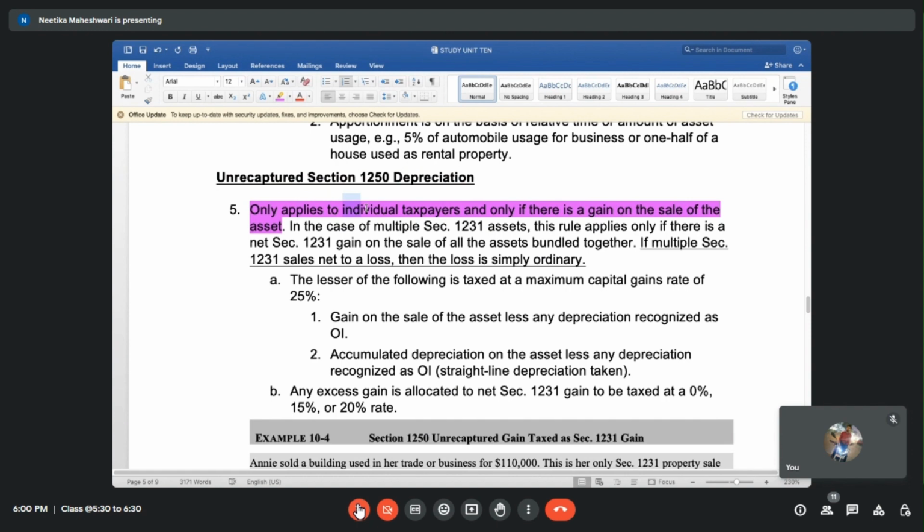Recaptured meaning you have recaptured somebody, and then you remember that picture? I have been recaptured. I feel so ordinary. So recapture meaning we are taking it back as ordinary income. Unrecaptured, if there is some depreciation which is not being captured. But again, this rule we will apply only to individual taxpayers, and only if there is a gain when they're selling a property. If it's an individual person, we can take advantage of this rule.